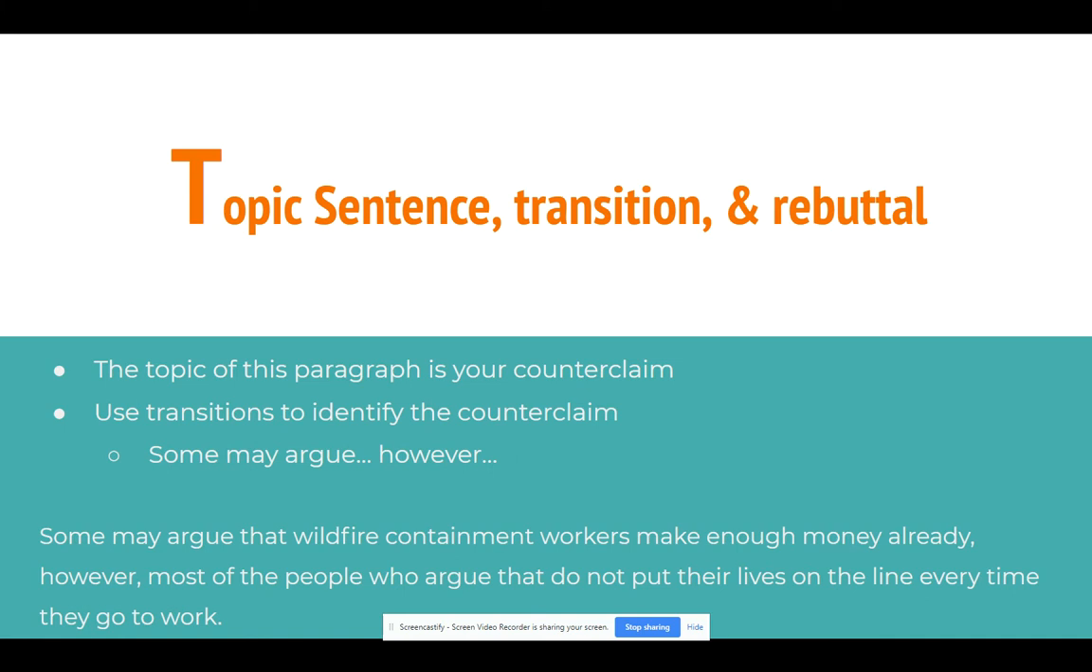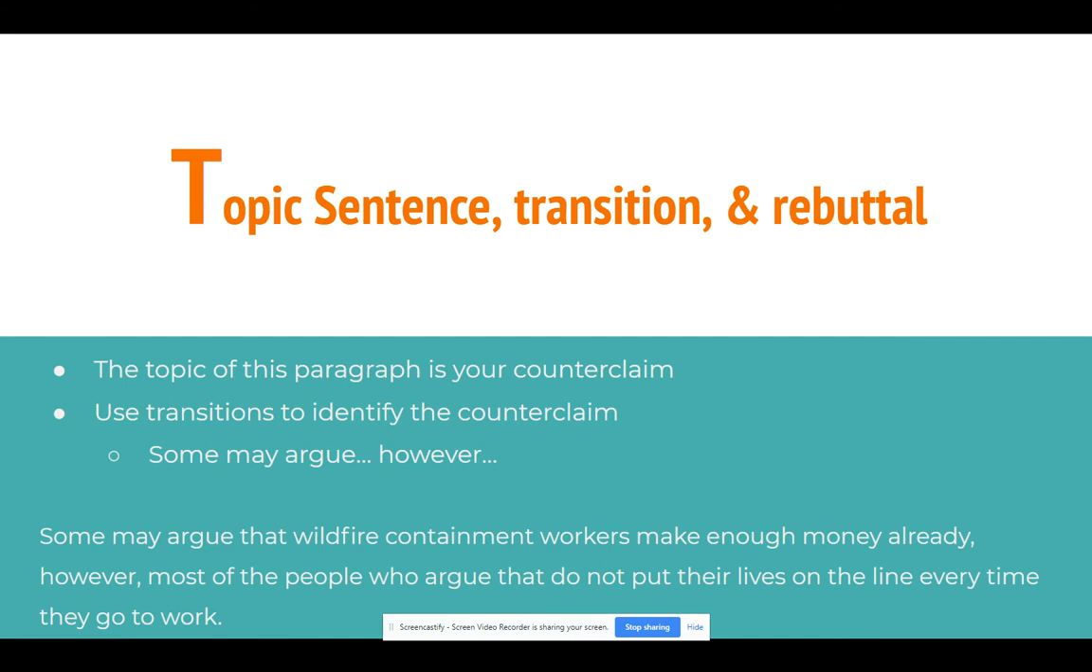So think about some different ways that you can do this. You want to, 1, obviously identify the counterclaim. And you can do that by saying, some may argue. And then you're going to put that counterclaim in there. What are those people arguing? Then you're going to use a word like however. When you use that word however, that's transitioning and showing that that's what some people think, but this is what I think. So however is your transition to that rebuttal.